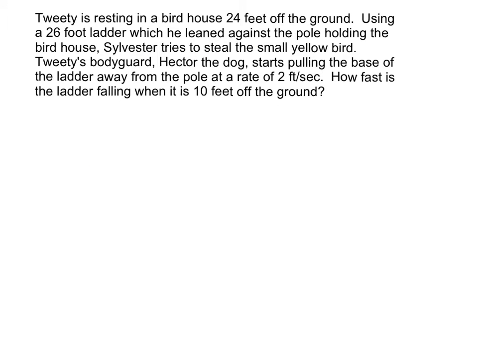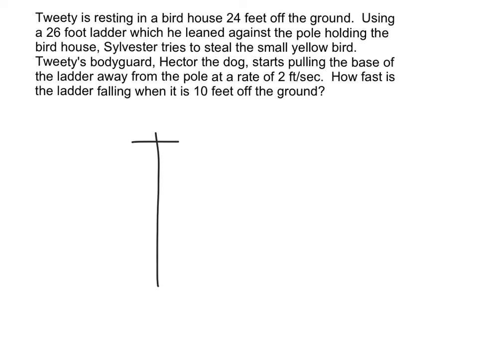Okay, our first example involves Tweety Bird. Tweety is resting in a birdhouse 24 feet off of the ground. So here's his little house, quite high. Using a 26-foot ladder, which he leaned against the pole holding the birdhouse, Sylvester tries to steal the small yellow bird. Tweety's bodyguard, Hector the dog, starts pulling the base of the ladder away from the pole at a rate of 2 feet per second. How fast is the ladder falling when it is 10 feet off the ground?